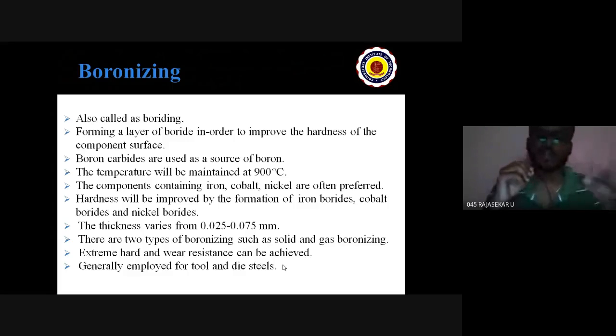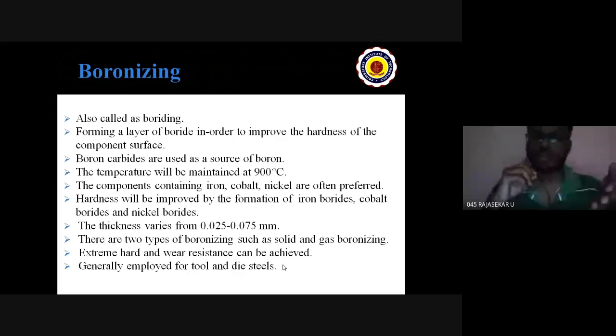The components containing iron, cobalt, and nickel are often preferred because boron has more affinity towards these materials containing these elements. Hardness will be improved by the formation of iron borides, cobalt borides, and nickel borides. The thickness varies from 0.025 to 0.075 mm.